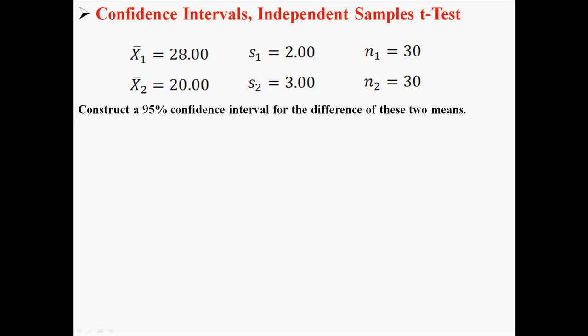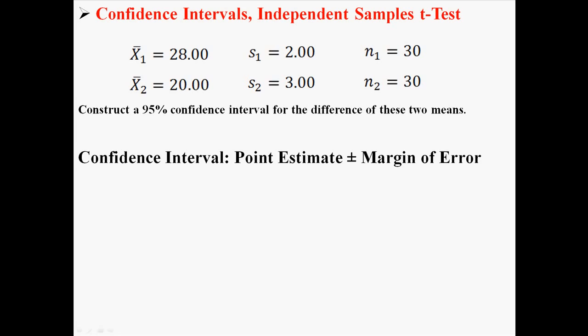So here is some sample data. Let's say I've already done a t-test on it and rejected the null hypothesis. We have two samples here, and I've given you the sample means, the sample standard deviations, and the size of each of the samples. And what I want you to do is to construct a 95% confidence interval for the difference of these two means. And I'm going to show you how to do that.